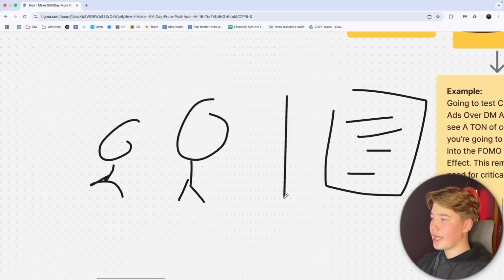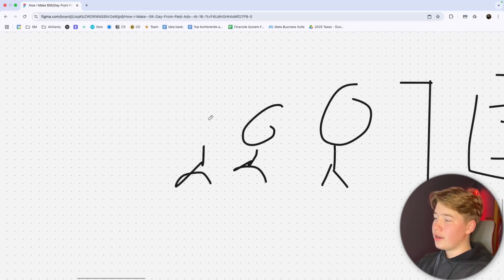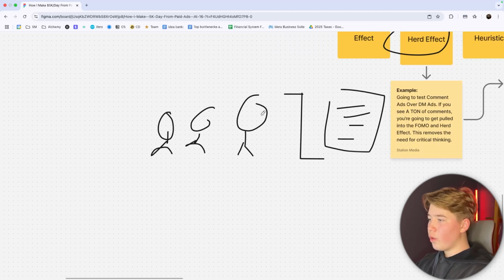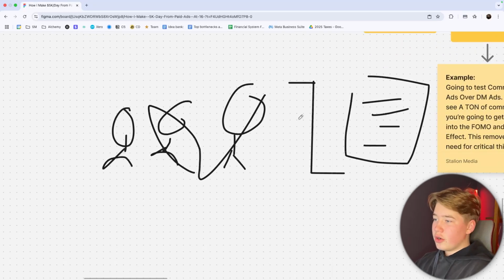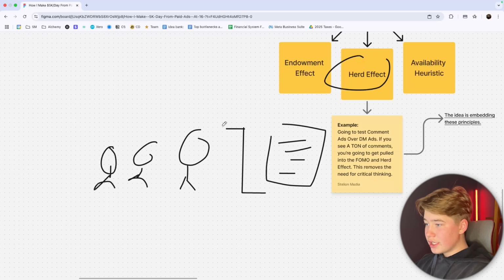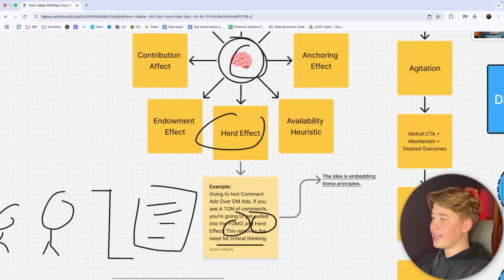Imagine this is like a cafe. These people are lined up. You're going to join the line if you see all these other people in the line. Whereas if you see no one in the line at the cafe, you're going to wonder if the cafe is good, because why is no one at the cafe if it's so good? So this is one of those biases we use in an ad. We're going to be testing comment ads over DM ads. It's going to have the FOMO, it's going to have the herd effect, and it's going to remove the need for critical thinking. That's an example.